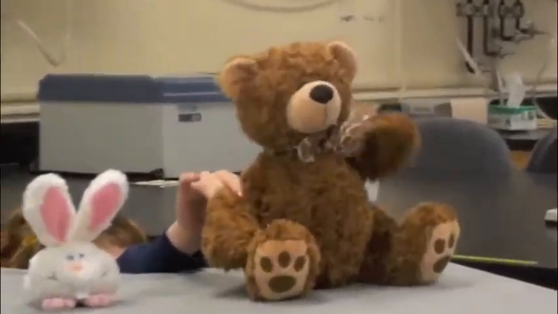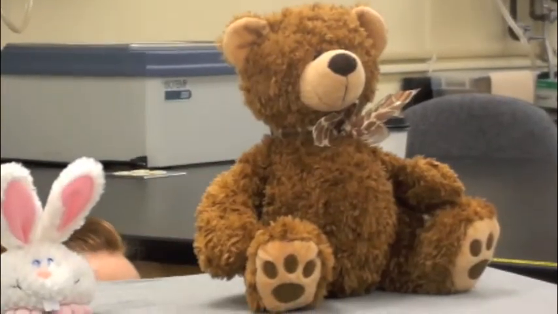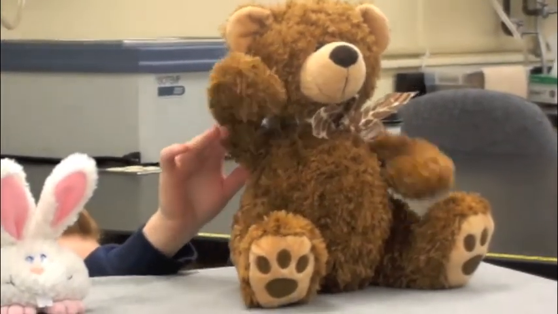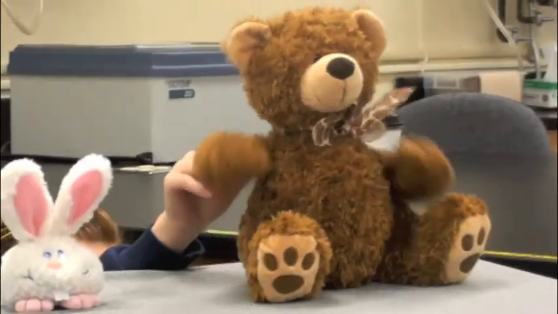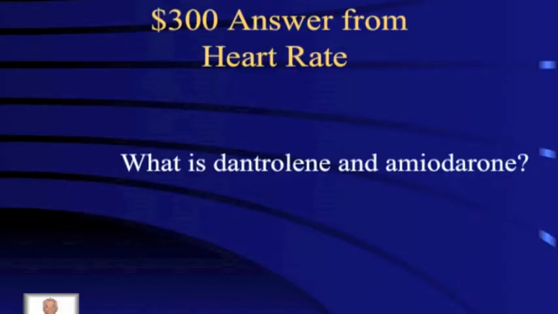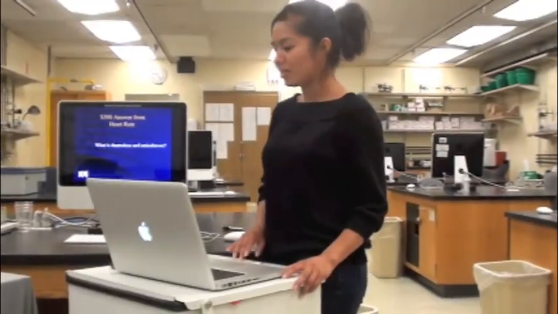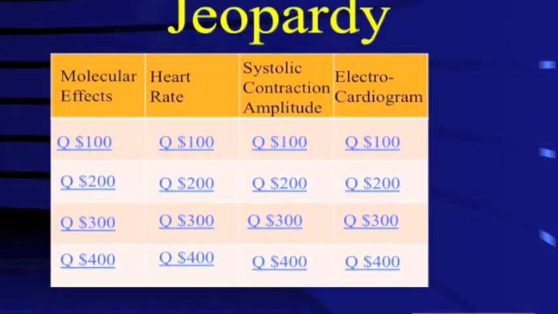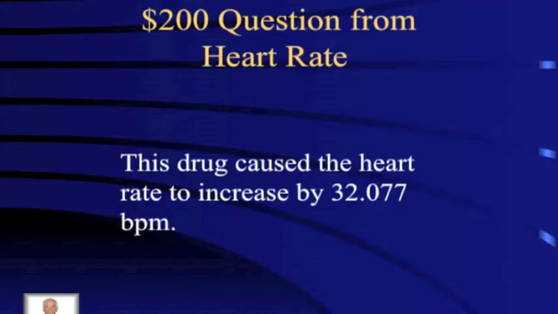Benny the Bear, what is amiodarone and dantrolene? That is correct. What is dantrolene and amiodarone? Benny, please choose your next question. Heart rate for 200. This drug caused the heart rate to increase by 32.077 beats per minute.